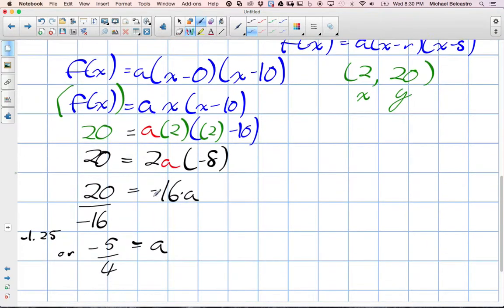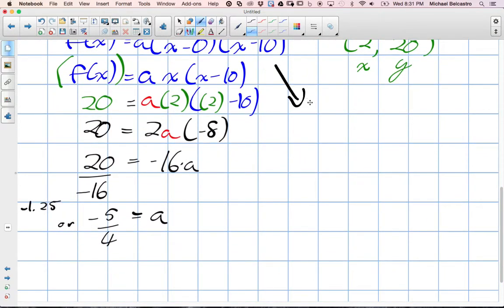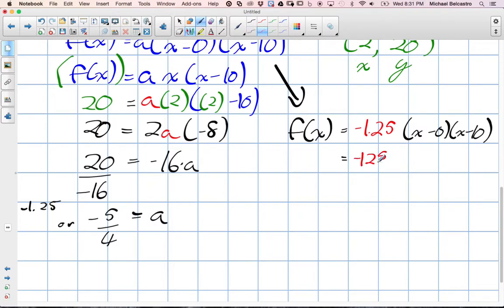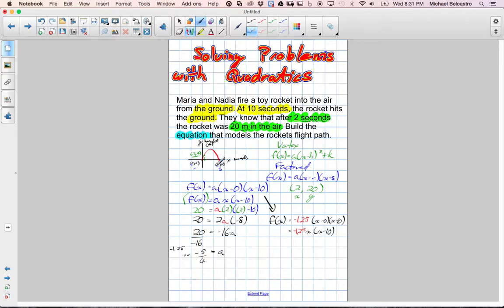So what that means is we can now build our equation in factored form. We'll write it over here. f(x) = negative 1.25 (x - 0)(x - 10). You can use the calculator if you're unsure. Or the other way you could have written this, I'll still write it like that in red, is negative 1.25 times x times (x - 10). Still technically the exact same thing. And we've built the flight path. We figured out what was important. We built the equation. I think that's all they wanted us to do.